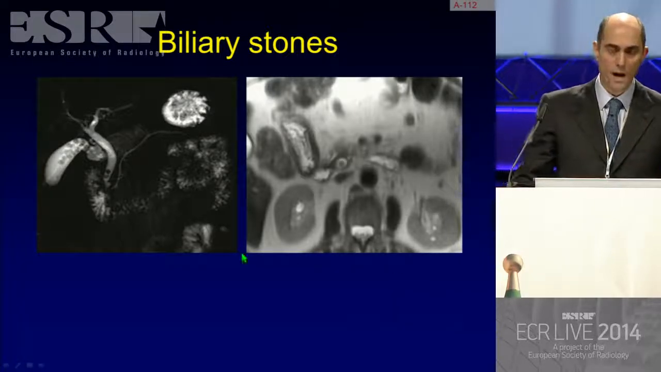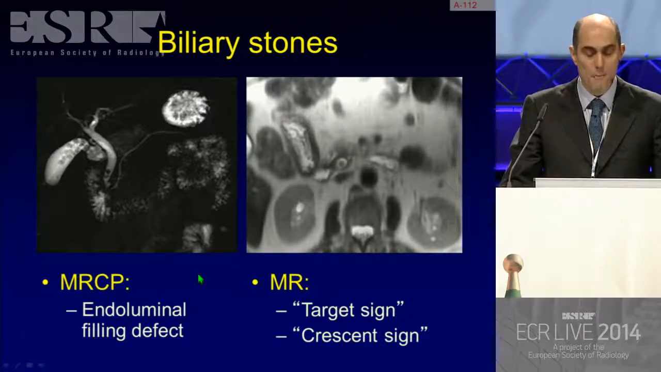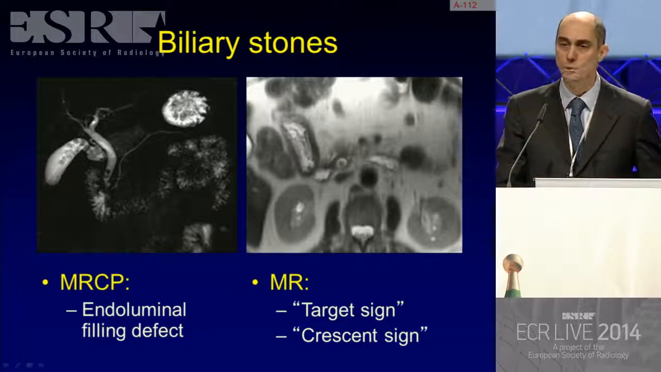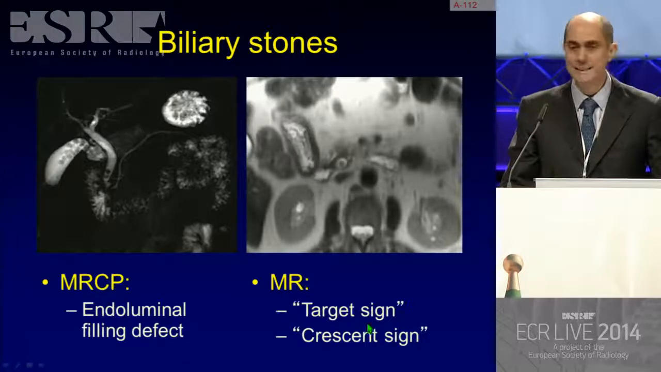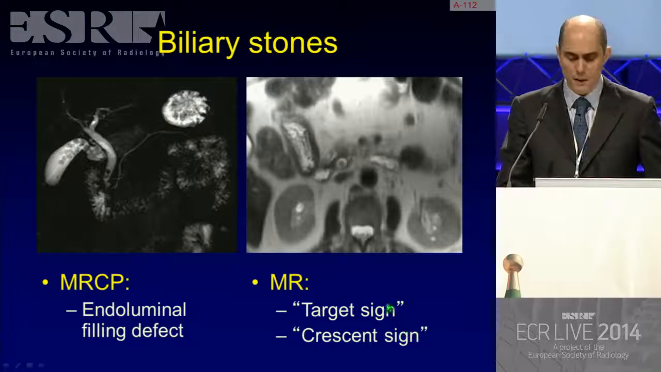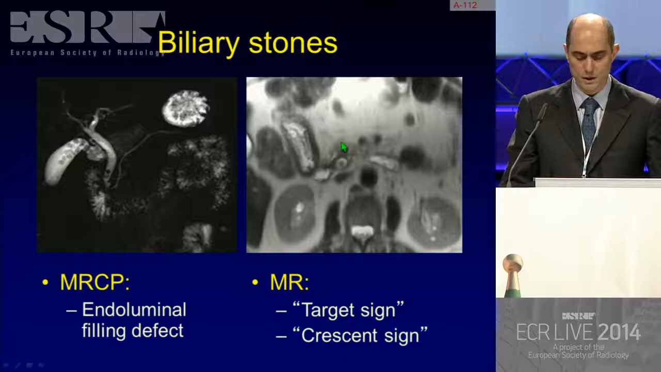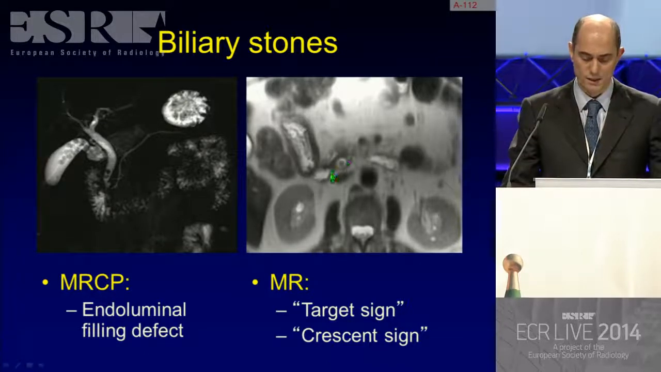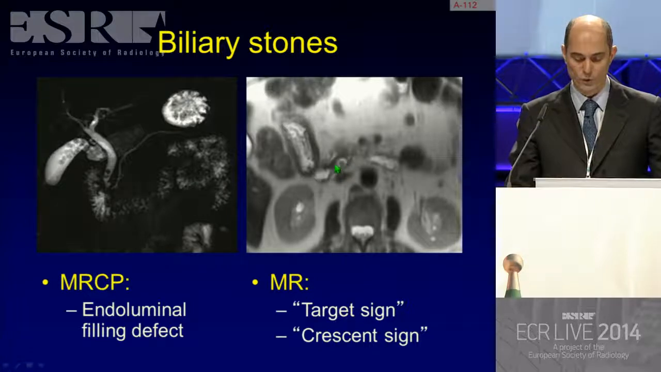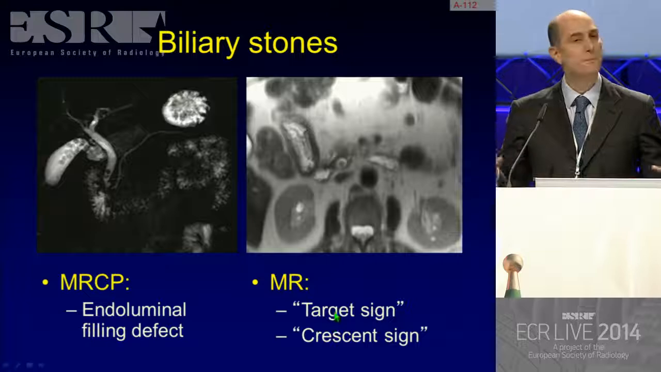Which are the signs that are helpful in this diagnosis? On the MRCP, it is an endoluminal filling defect. And on MR, we have these two signs, which is the target sign that is represented here, but also sometimes, and we will see during this talk, the crescent sign, which is formed like a crescent line. So this is pretty easy.